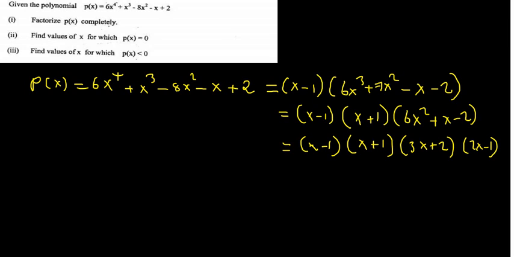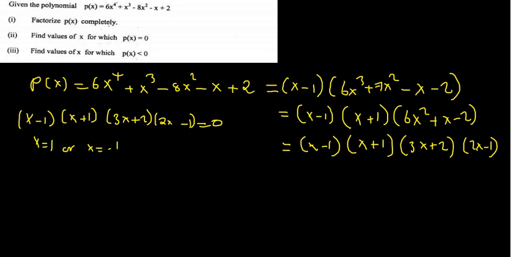Then for the next one, find the values of x for which p of x is equal to 0. So when p of x is equal to 0, just say the thing you've already factorized, x minus 1, x plus 1, 3x plus 2, and 2x minus 1 is equal to 0. So this is going to give you x is equal to 1, or x is equal to negative 1, or x is equal to negative 2 over 3, or x is equal to positive 1 over 2. So these will be the values of x.